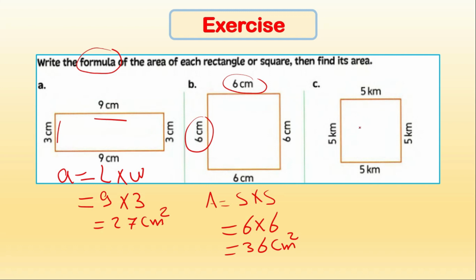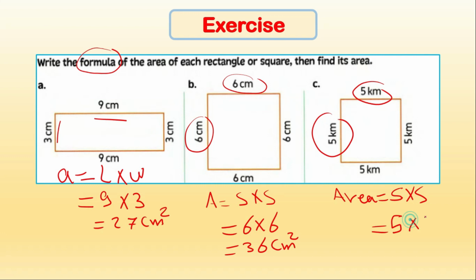The last one also square, 5 and 5. Write the rule. Area equals side times the side equals 5 times 5 equals 25. 25 which unit? Kilometer. So write kilometer squared. Okay.